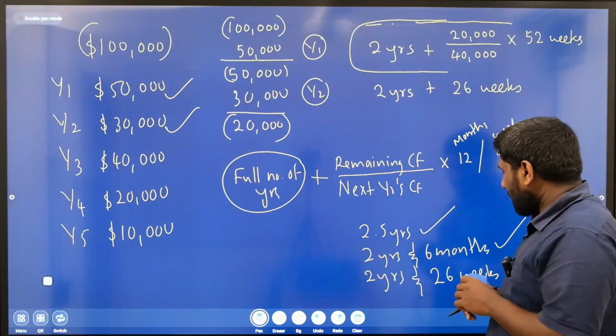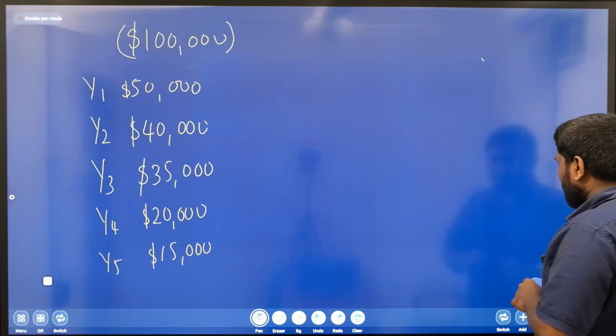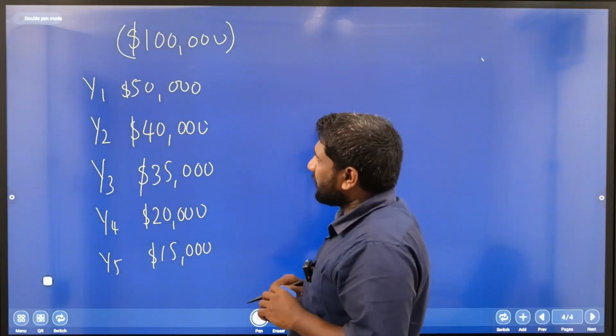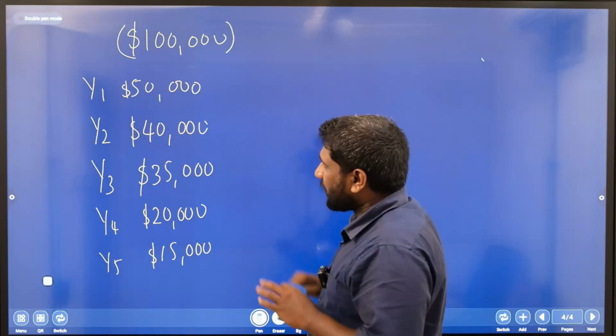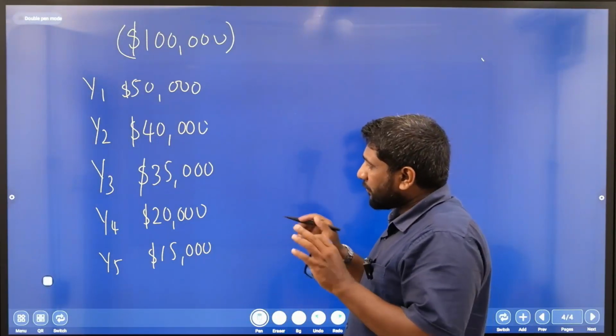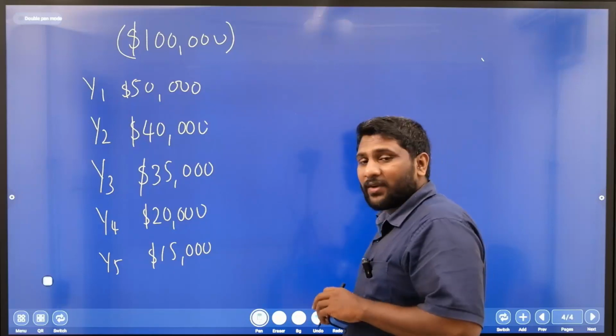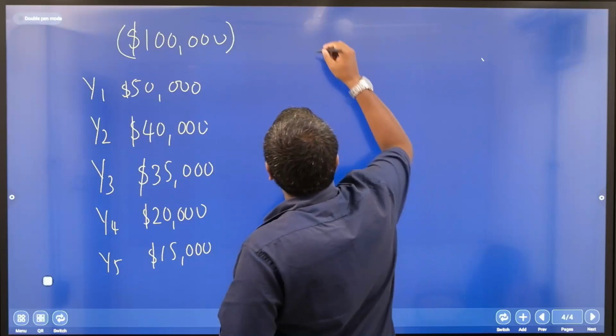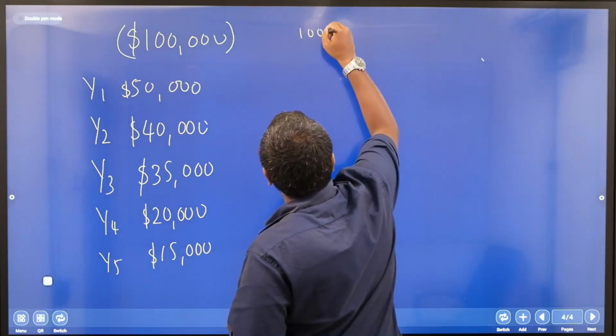So let's see a difficult question. Here I have given 100,000 as the initial investment, first year 50,000, second year 40,000 you are expecting to generate, third year 35,000, fourth year 20,000 and fifth year 15,000. So if that is the case, what is your payback period? 100,000 investment, okay.